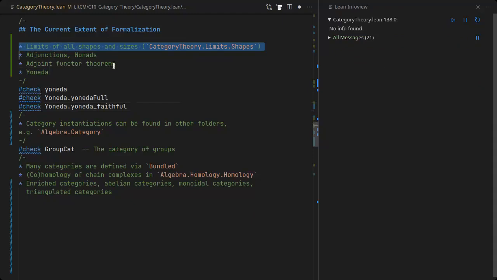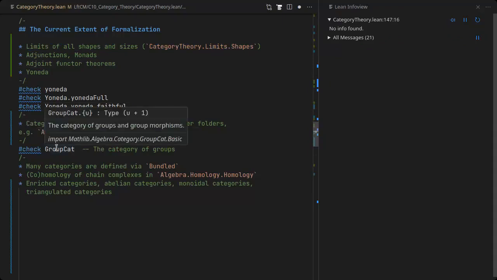What we also have, which I think is important for the more modest category theory formalizations, is stuff like the construction of all finite limits from products and equalizers. That's also there. What I wanted to say is that the category instantiations for algebraic structures are not in the folder CategoryTheory, but they are in Algebra.Category. There you find, for example, GroupCat.